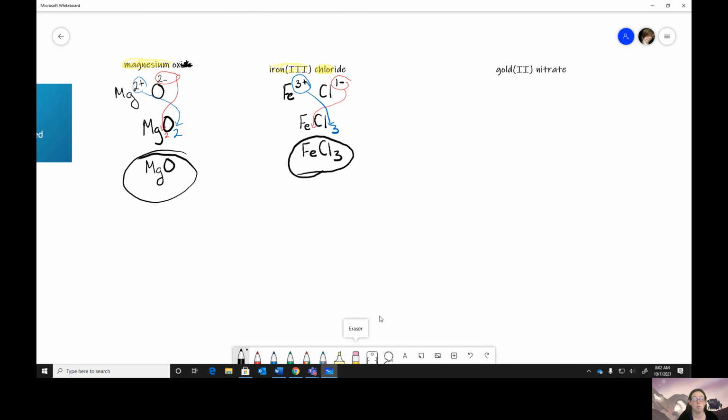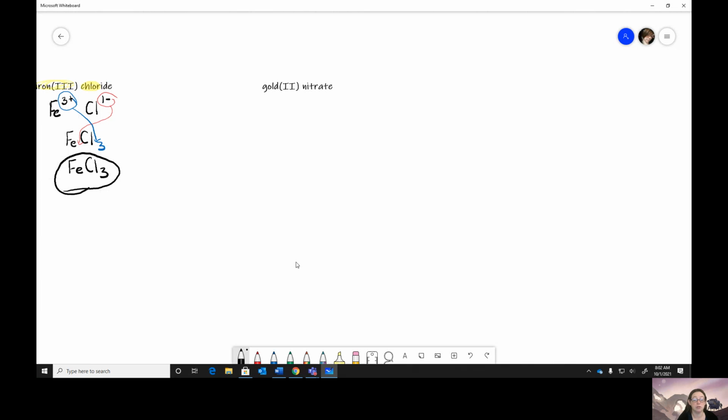All right, so let's take a look at one more, and that's your gold 2 nitrate. Gold is a transition metal, but its charge is labeled. Gold is Au on your periodic table, and we know that it's a 2 positive. If you look at your reference chart, nitrate is NO3. That is our whole unit, and it is a 1 minus charge.